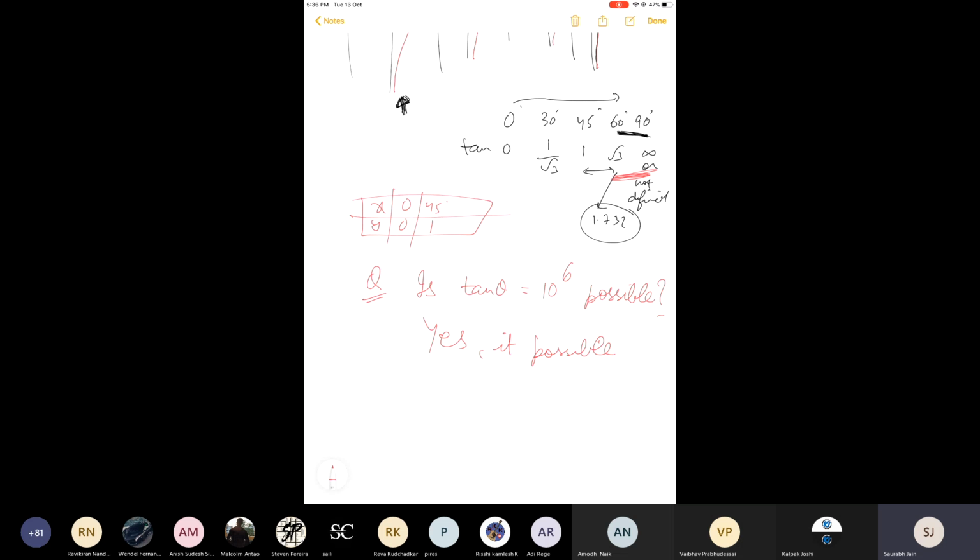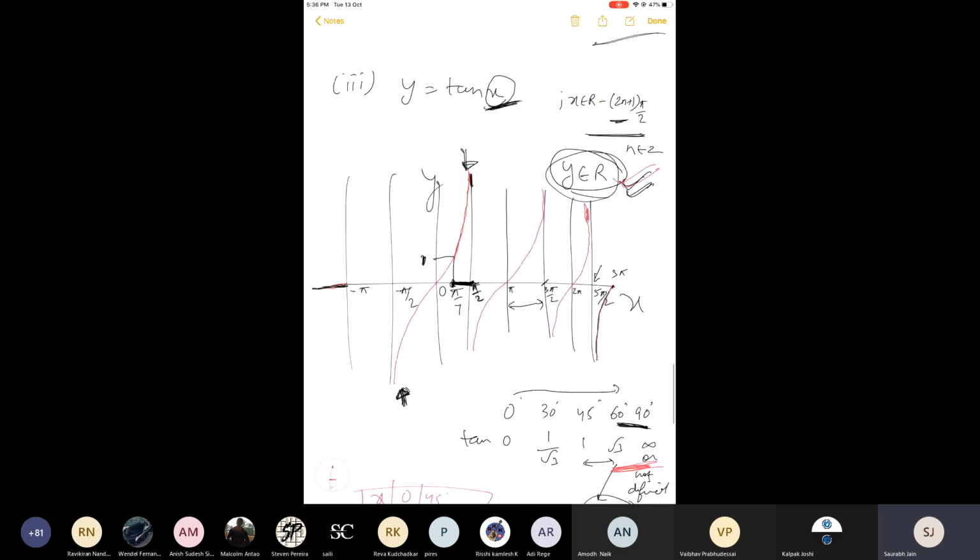Because we just discussed it from here. See this, from 60 degrees to 90 degrees, when we go on putting the angles, there is a sudden increase, and from merely a value of 1.732 at 60 degrees, the value at 90 is becoming infinite or non-defined or very high. So 10 to the power 6, though it looks like a very big value, is possible. Now if someone asks at what angle, I cannot tell you that, but it is possible. You can give the same answer from the range also: y belongs to R. That means from minus infinity to infinity, all the values are possible. So this is the explanation.